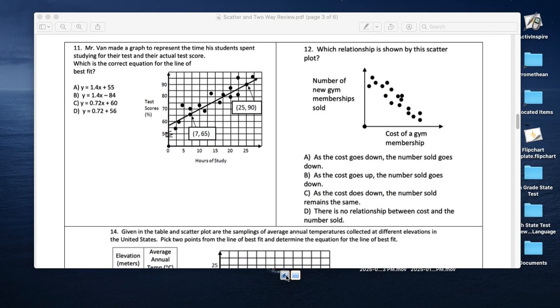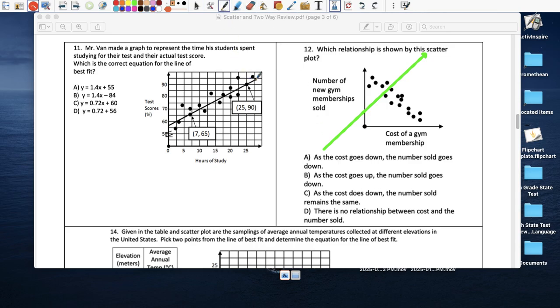Oh, you're definitely going to see a question like this. Again, here is a scatter plot. Find the line of best fit. So let's use what we know. The slope is positive, so right off the bat, well, actually all of them are positive, so they're all possible right now.